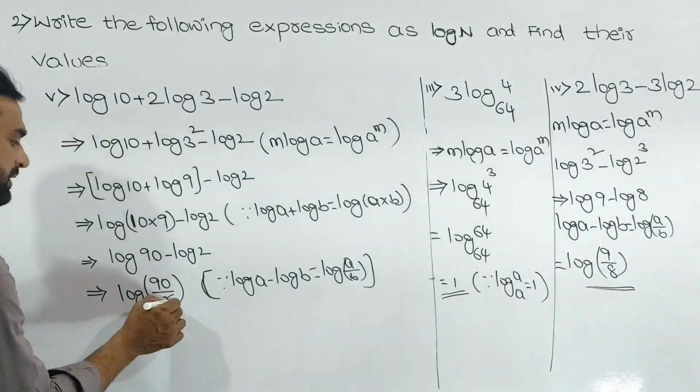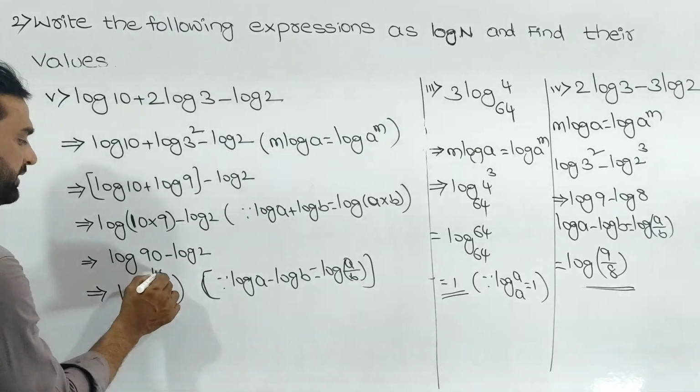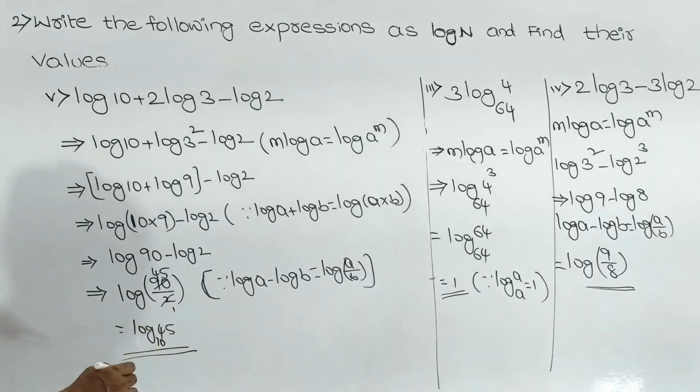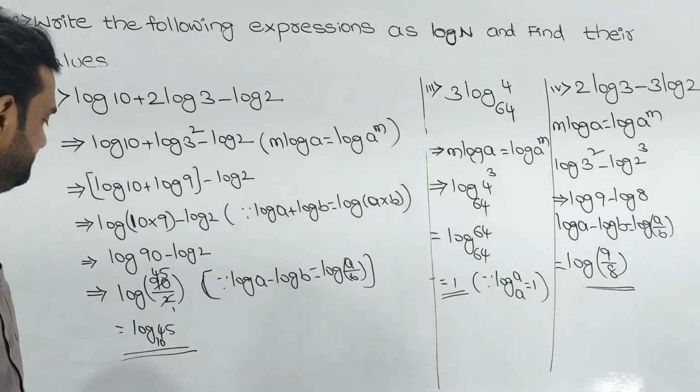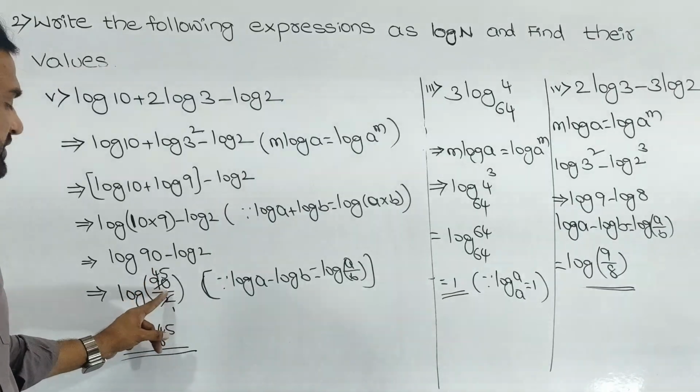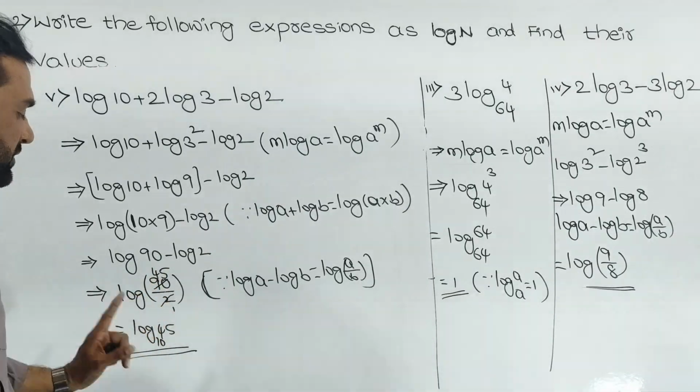Okay, 2 ones are 2, 45 times. So here we got log 45 base 10. This is the answer. Log 45 base 10. 2 4s are 8, 1 remaining, 10, 2 5s are 10. We got the log 45.